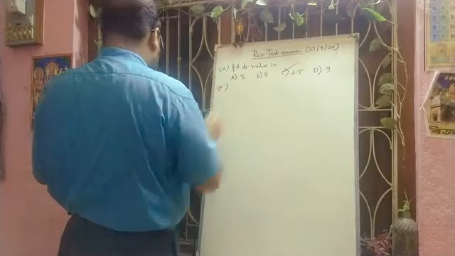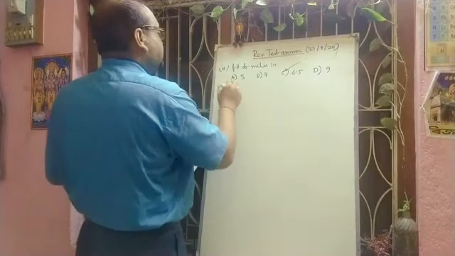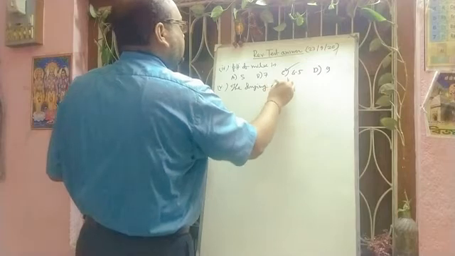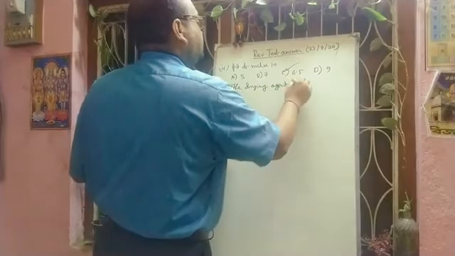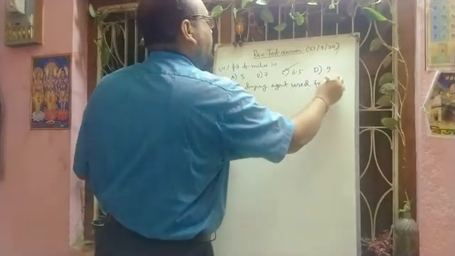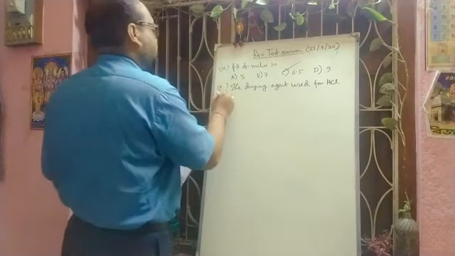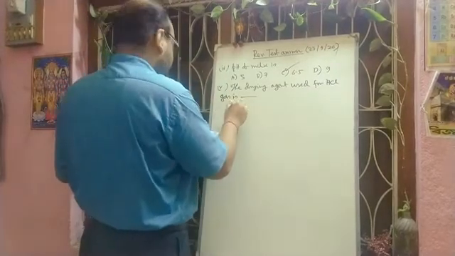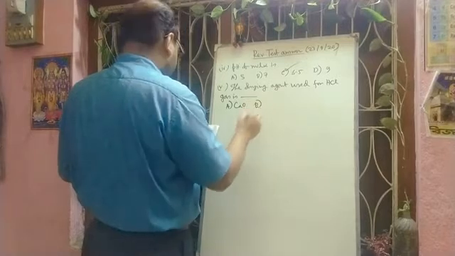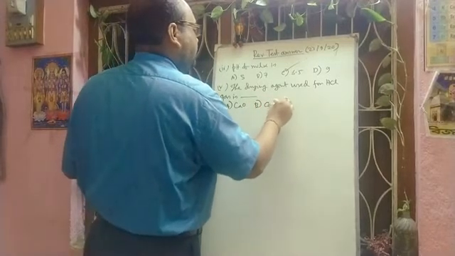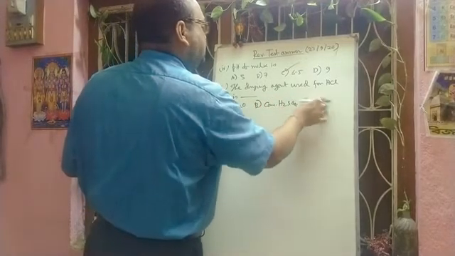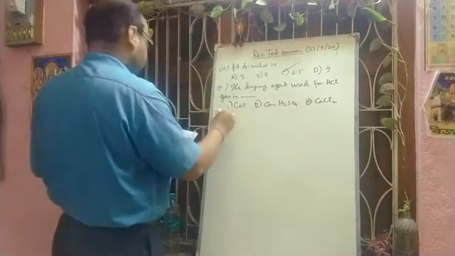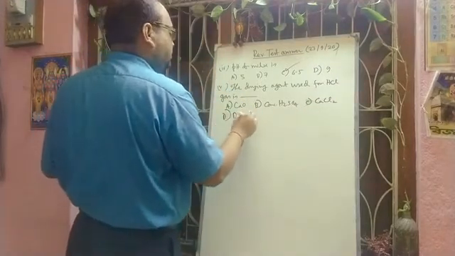Next, question number 5. The drying agent used for HCl gas is option A is given CaO, option B is given concentrated H2SO4, option C is given calcium chloride, option D is given dilute H2SO4.